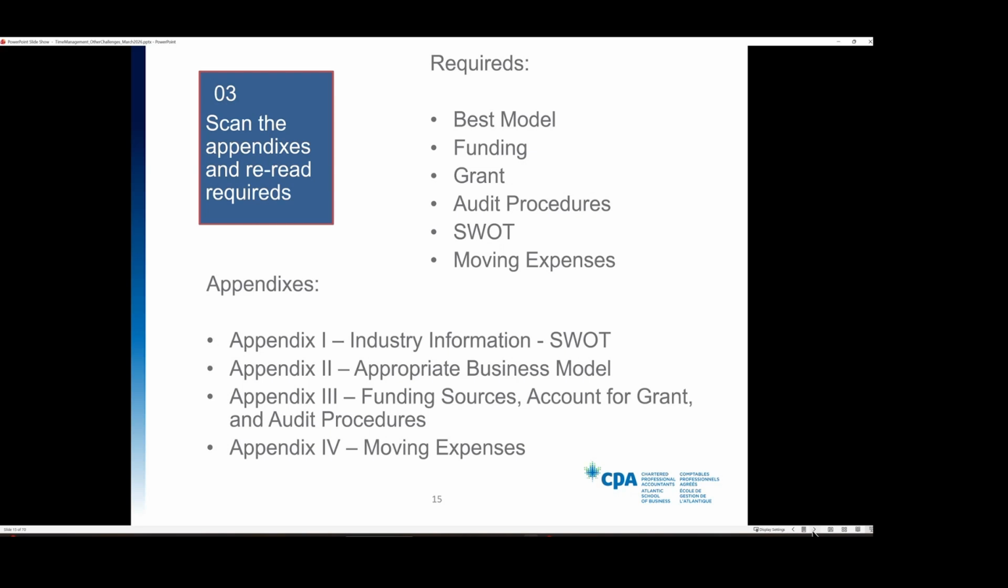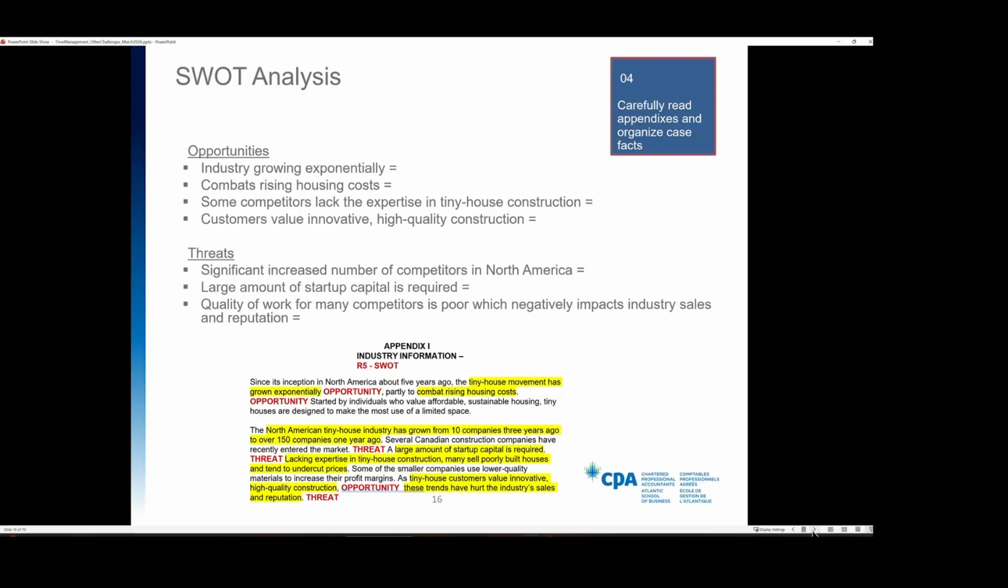Appendix 1, industry information. I know if I see industry information or marketing information, that's going to be very useful for my SWOT. The second appendix is all about the appropriate business model. The third one has all the information I'm going to need for funding sources, the accounting for the grant, and the audit procedures. And the last appendix is the moving expenses. So step 4 is now about going through each of those appendices and extracting the relevant case facts.